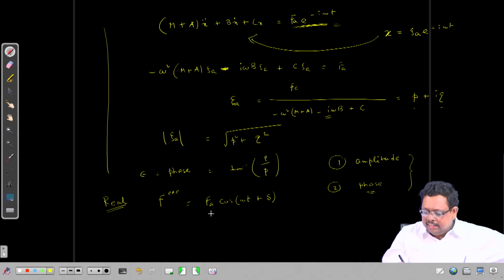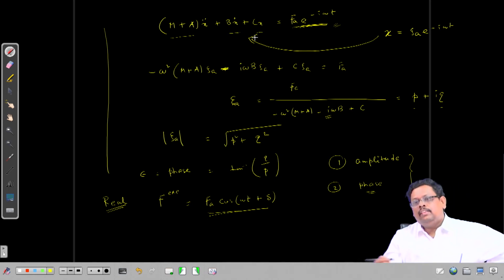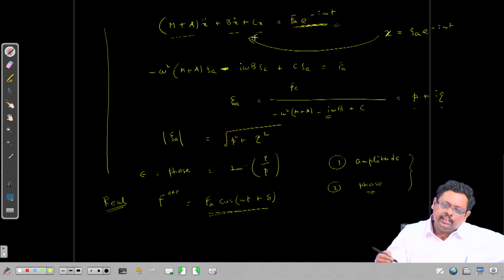Because now you see, on the right hand side, you have the cos omega t term and sin omega t term with the phase epsilon, and here also you can get sin omega t term and cos omega t term. Therefore, you can just compare the sin term and cos term, and you will get the same thing that we are getting using the complex number.